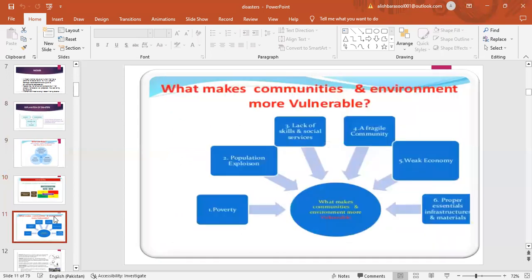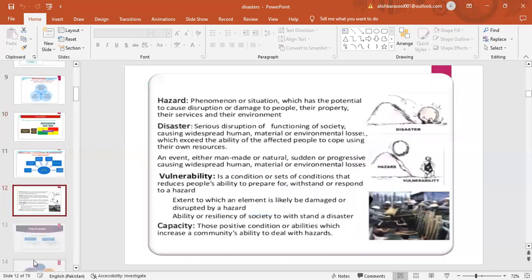What makes communities and environments more vulnerable? 1. Poverty. 2. Population explosion. 3. Lack of skills in social services. 4. A fragile community. 5. Weak economy. 6. Poor essentials, infrastructure, and materials.